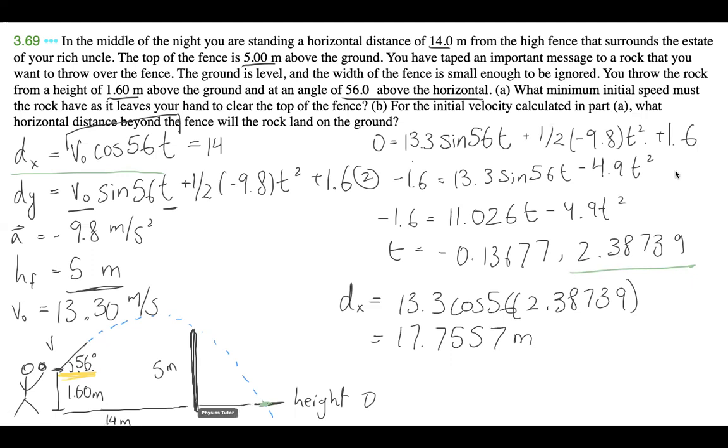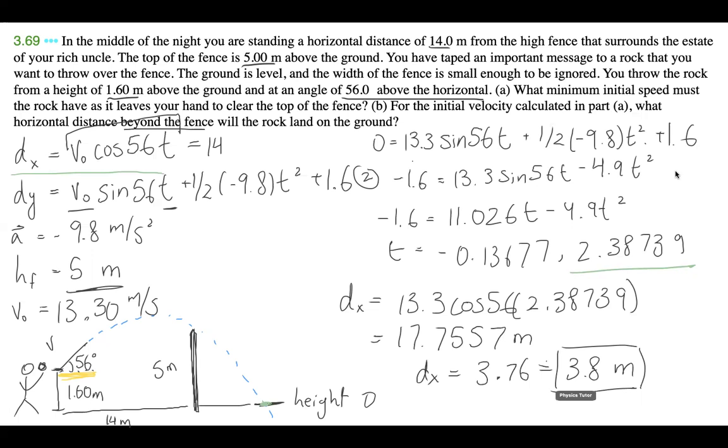Again, which makes sense because we traveled 14 meters before the fence, and then after the fence, we're traveling some distance, right? So altogether, 17 is greater than 14, so that makes some sort of sense. And now let's subtract 14 from that, because they're only asking for where the rock will land on the ground beyond the fence. And so the distance that I'm getting is 3.76, so approximately 3.8 meters. And that's your solution for part B.